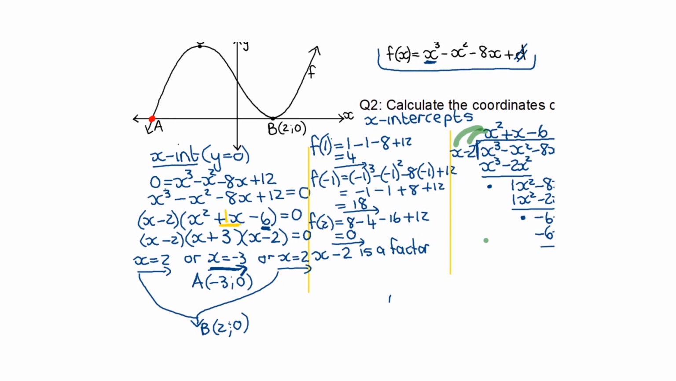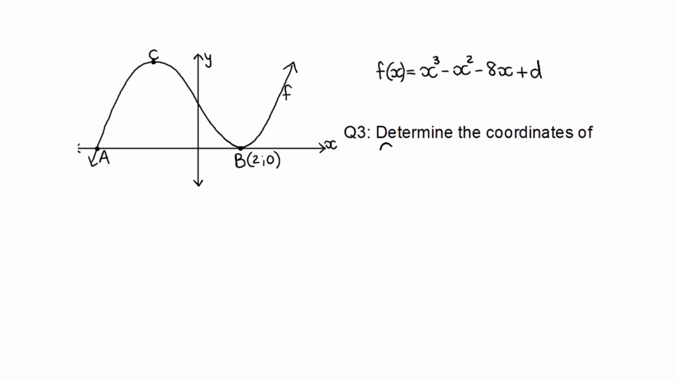The next question says, question 3, determine the coordinates of point C. Now, if I look at my sketch, I'll see point C is a turning point. So in other words, I actually have to determine the turning points.